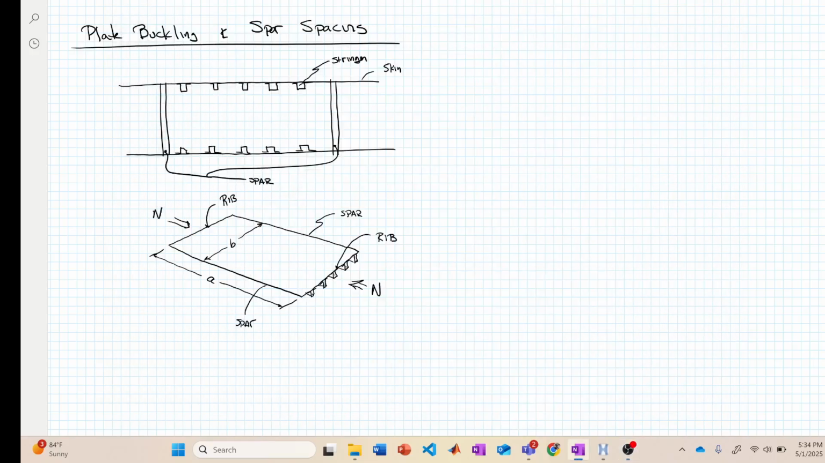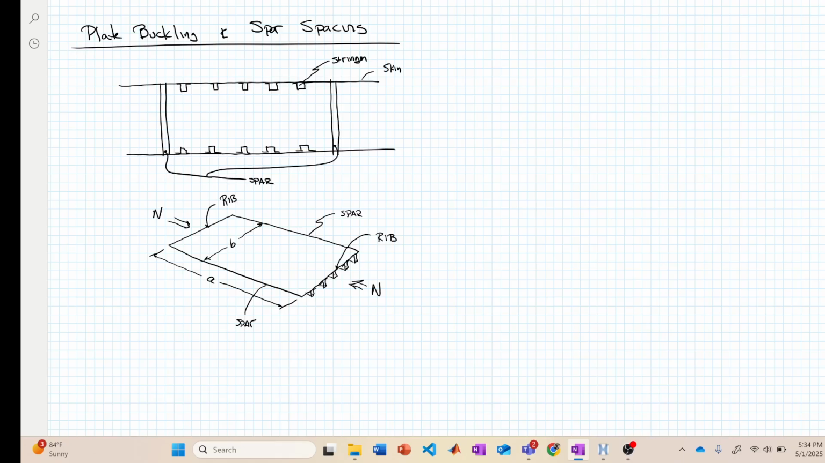Okay, so related to that, we want to talk about plate buckling, basically the buckling of these upper surfaces that are made of the skins and the stringers, and how that is related to the spar spacing. It's pretty dominantly related to the spar spacing.